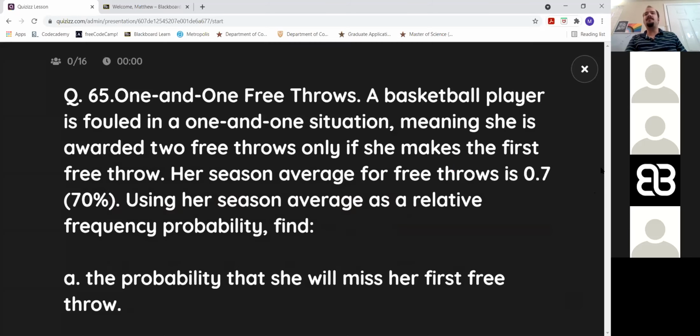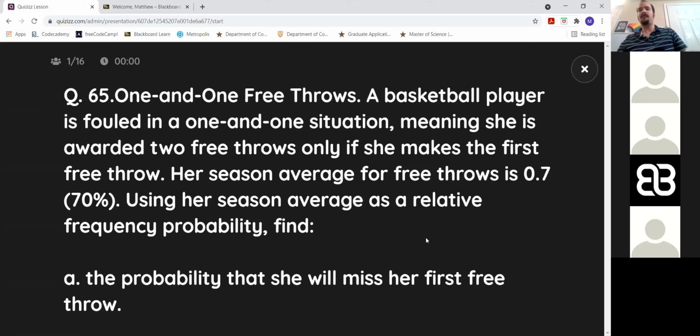Okay, we get 3 questions that are all kind of the same, using the same setup. One-on-one free throws. A basketball player is fouled in a one-on-one situation, meaning she is awarded 2 free throws only if she makes the first free throw. So her season average for free throws is 70%, 0.7. Using her season average as a relative frequency probability, find the probability that she will miss her first free throw.